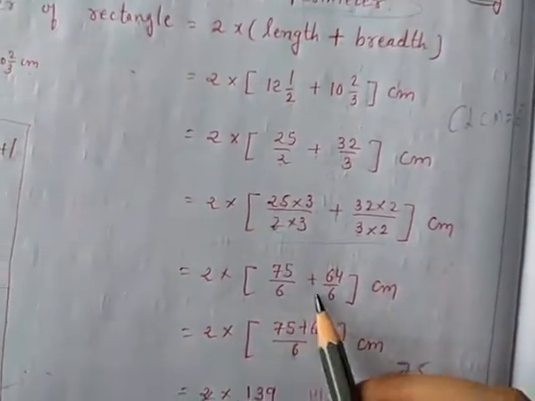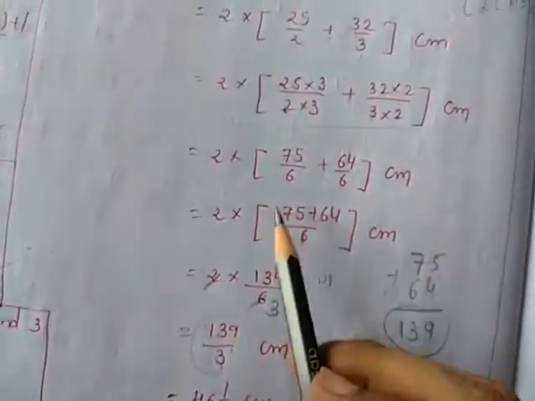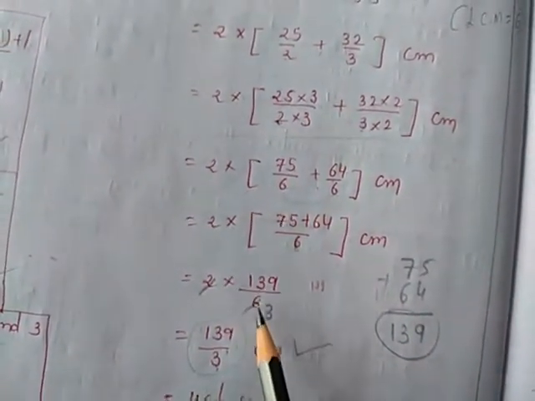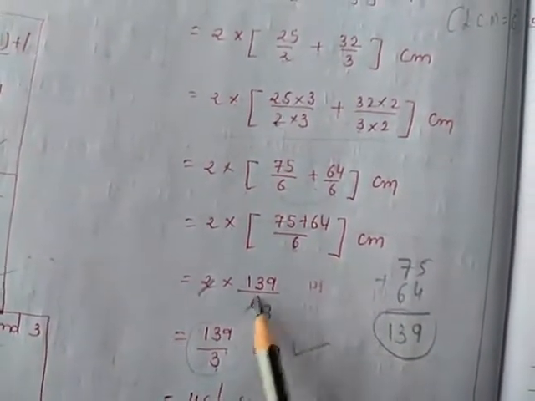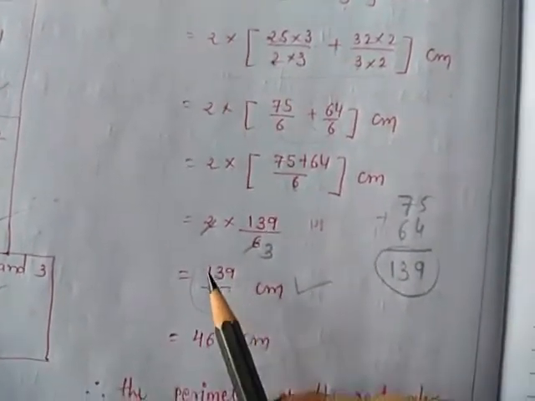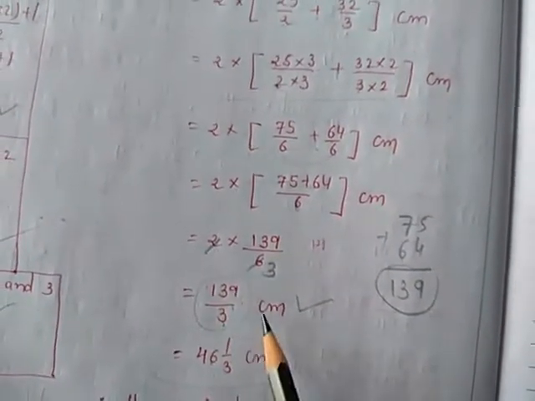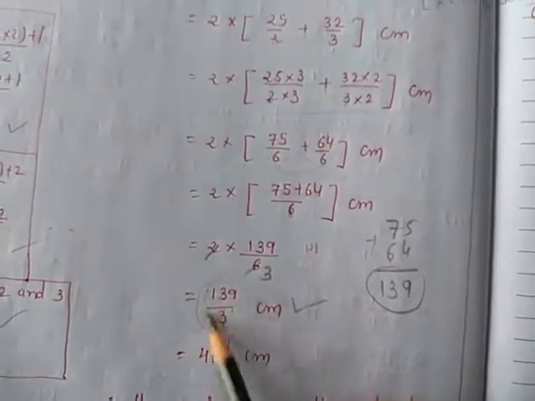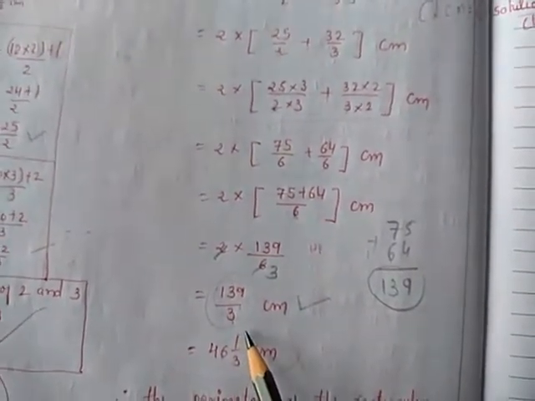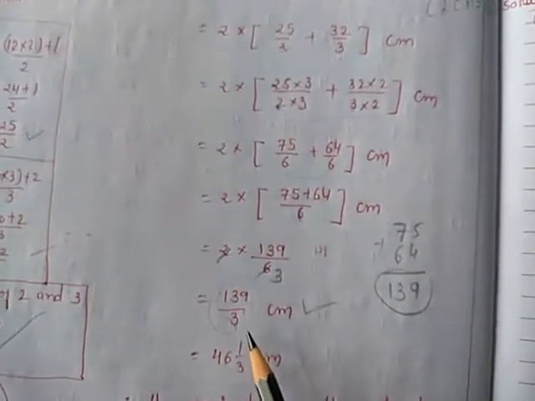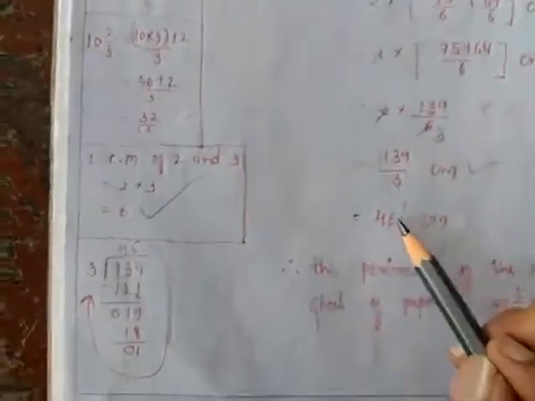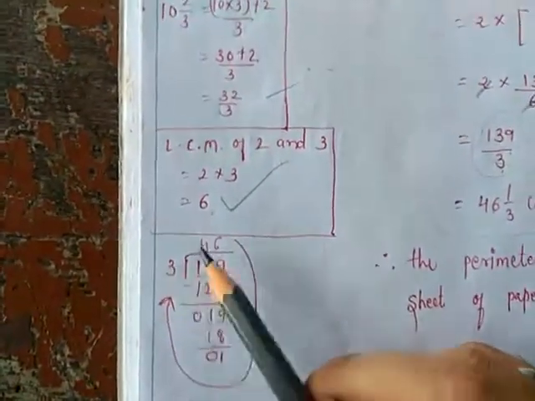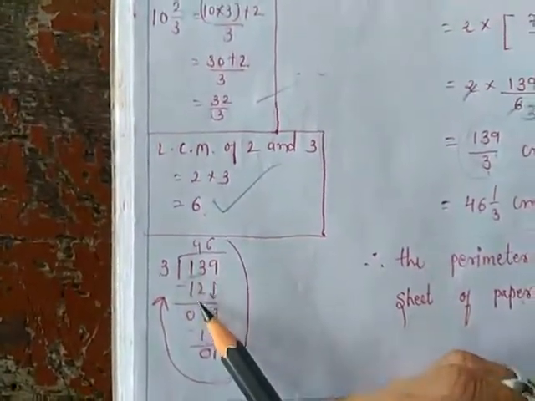See, the denominators are the same. Now just simplify. So 2 into 139 upon 6. So 2 3s are 6, right? So 139 upon 3 centimeters. Okay, this is its perimeter. Now see students, this number is an improper fraction. So if you want to convert it into a mixed fraction, you can. How? See, 139 divided by 3. So 3 4s are 12. 13 minus 12 is equal to 1.